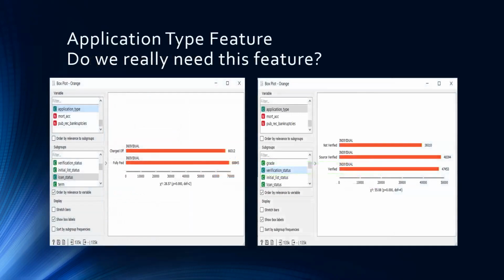The other feature is application type. We have 3 different application types. Although not visible in the screenshot, there are 2 more categories: individual, direct pay, and joint type of application. But in our data set, the percent of direct pay and joint applications is very low.